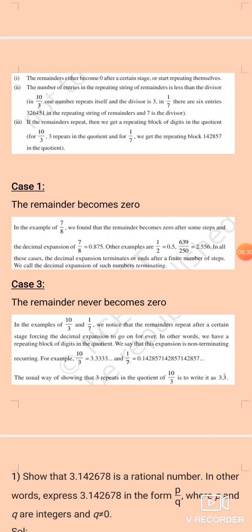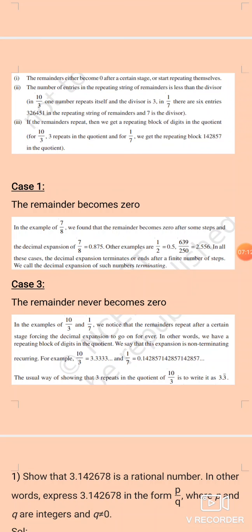So such a type of repeating quotients are called what? Such a type of decimal form is called non-terminating recurring. Recurring means what? Repeating. Okay. So the second type of rational number is non-terminating repeating decimal numbers. Then the usual way of showing that 3 repeats in the quotient of 10 by 3 is to write it as 3.3 bar. So the decimal part is repeating, so write 3 and put a bar on the top of that.